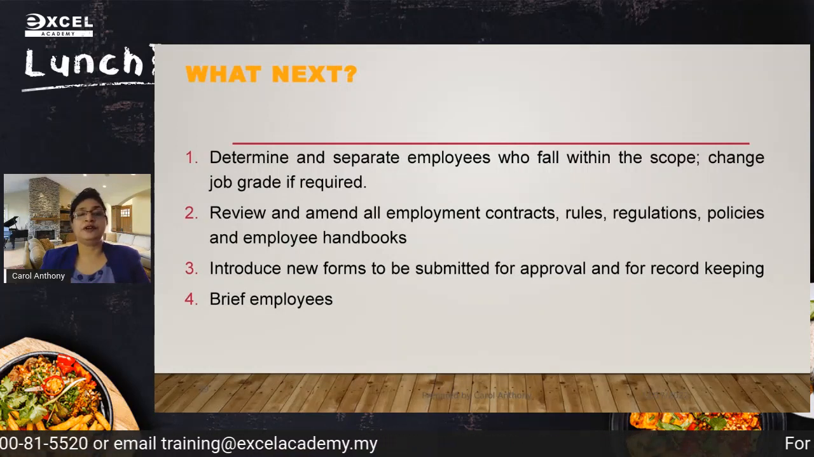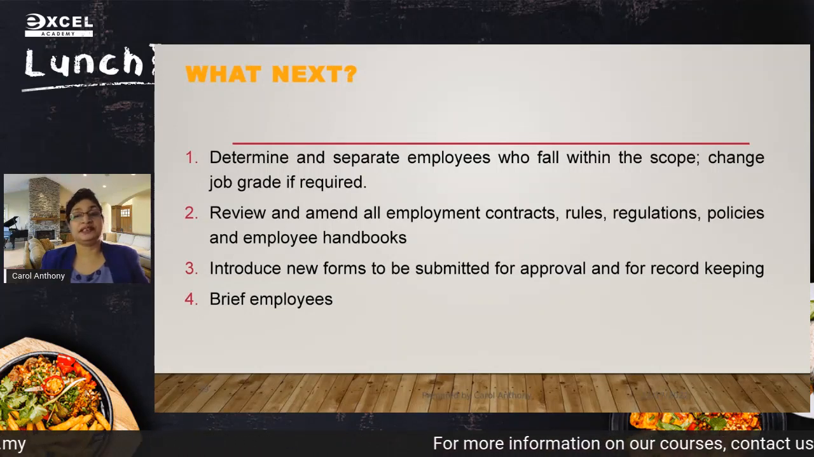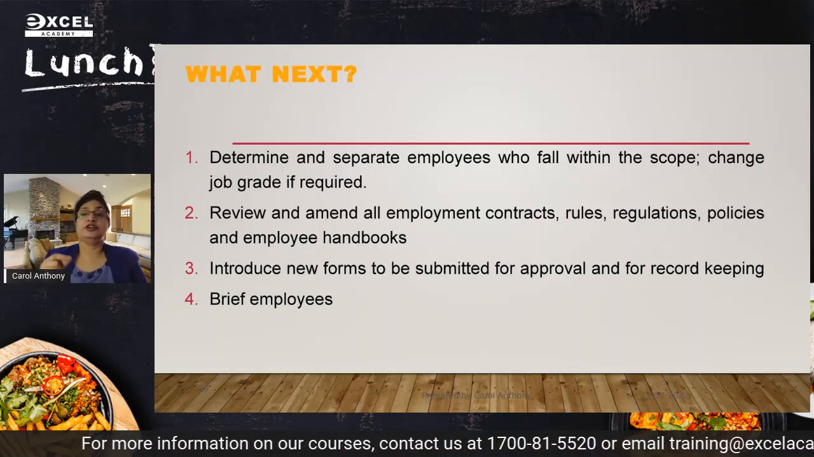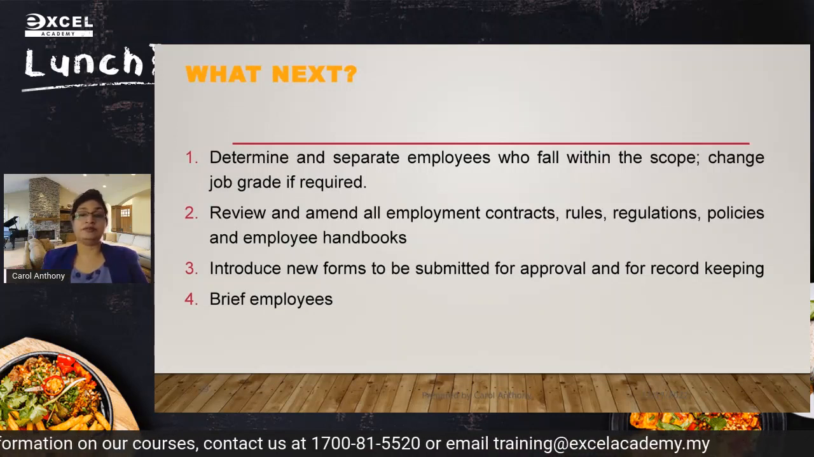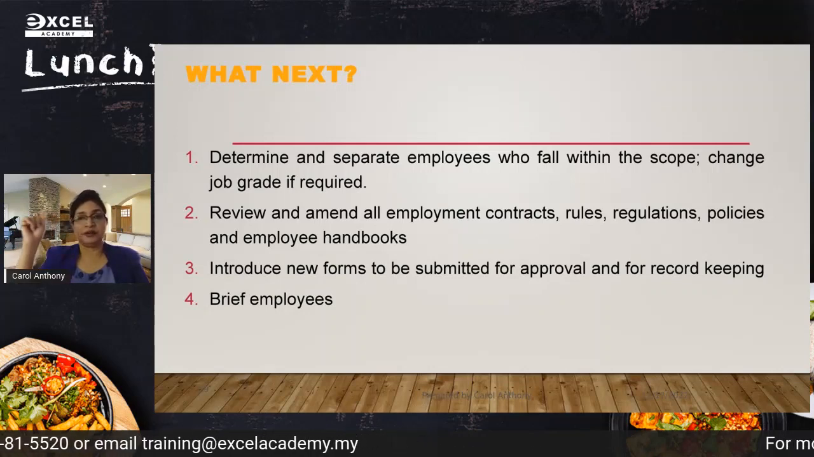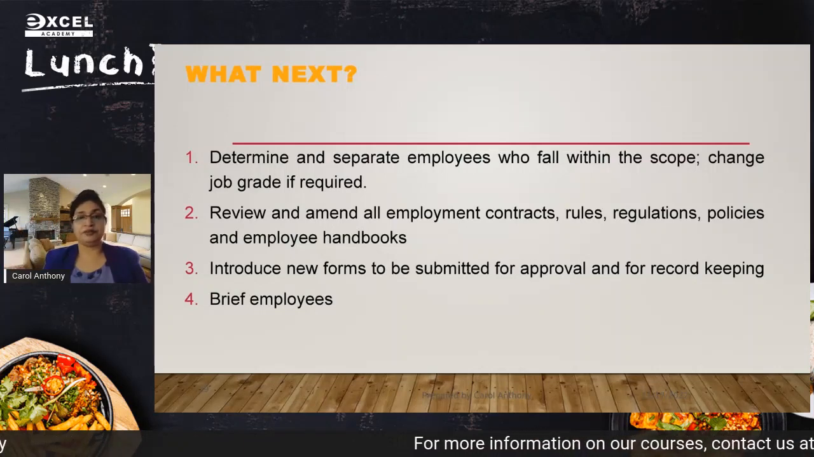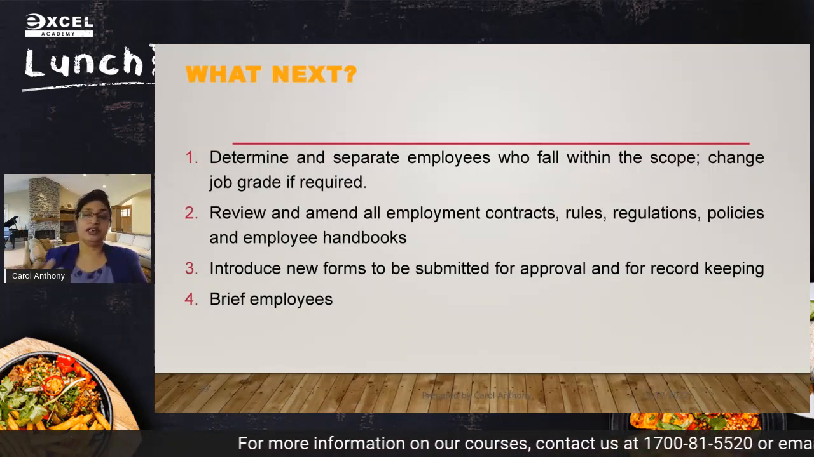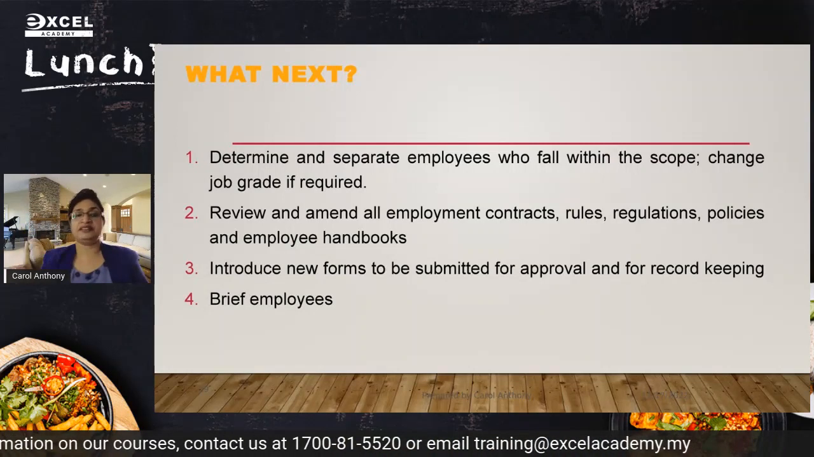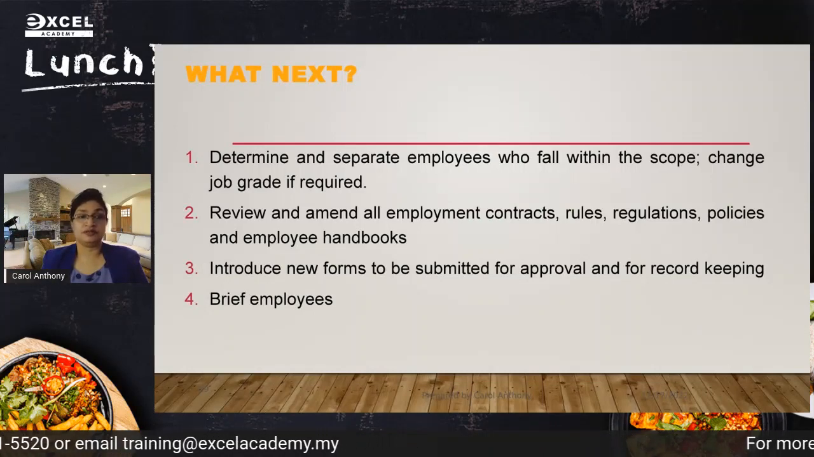Three, introduce new forms to be submitted for approval and for record keeping. Now, like paternity leave, they need to apply for 7 days, and there are some clauses there. So you may need to come up with a new leave application form for paternity leave. Then you can tick there that he's married and has informed 30 days in advance. Other leave forms may not have this, so you may need to come up with another form. This is only one part of it I'm mentioning, just a sample. There are a few others where you may need to introduce new forms.